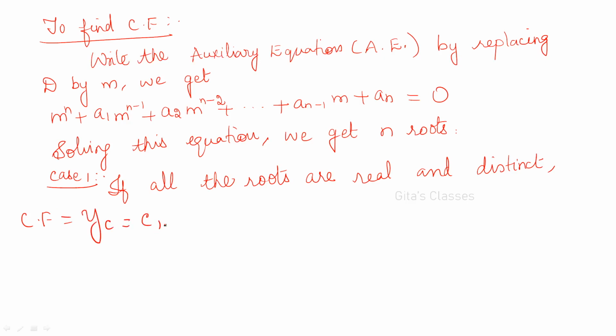Please remember, if you have an nth order differential equation, we will have n constants in the general solution. So c1 into e power m1x plus c2 into e power m2x plus etc. plus cn into e power mnx.